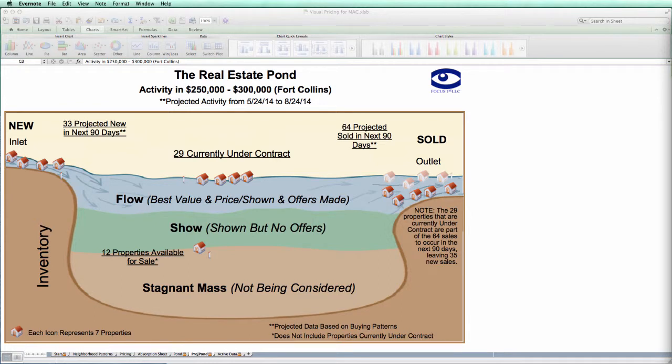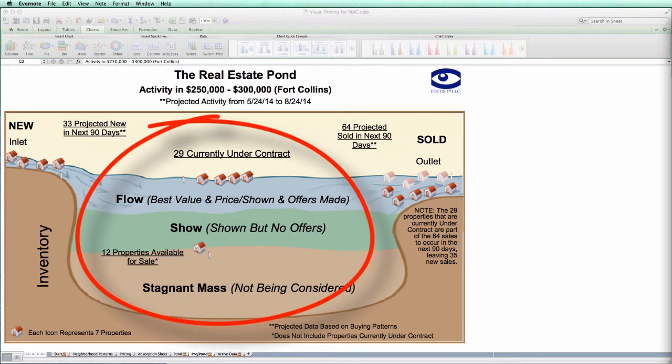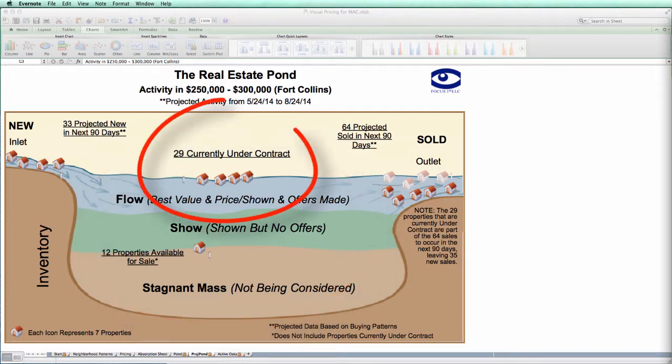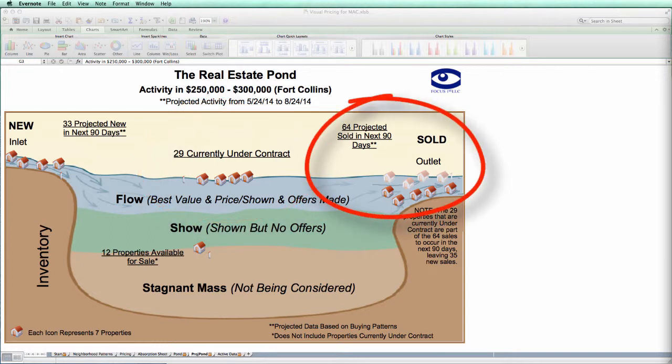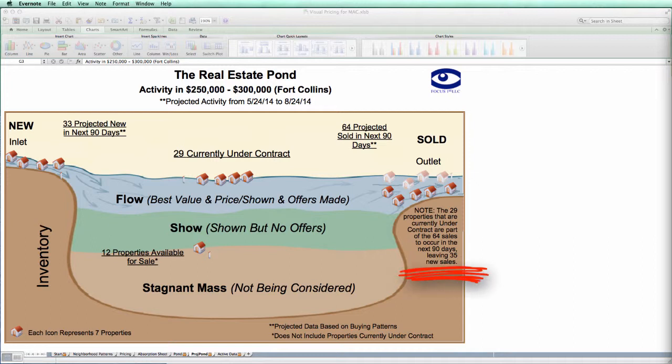Here we can see there are currently 29 plus 12, 41 properties in the pond that are currently for sale. 29 of those are under contract, and the projection for the upcoming 3 months is that 64 of those will be sold. However, since 29 are already under contract and that'll be part of those sold, that leaves 35 properties yet to be sold. However, if you look at the number that are currently for sale, as you can see, there really isn't enough available to meet the demand.